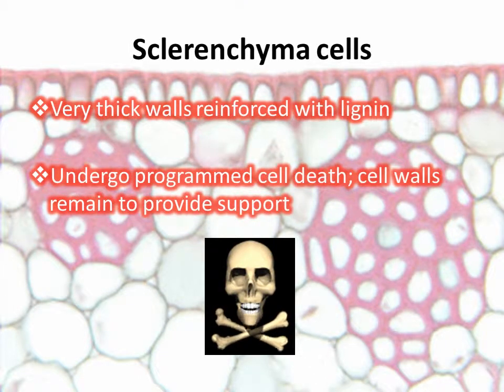Sclerenchyma cells. They have very thick cell walls that are reinforced with lignin. They also undergo programmed cell death. Cell walls remain to provide support.